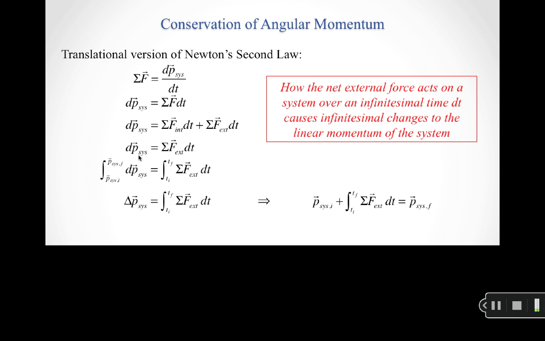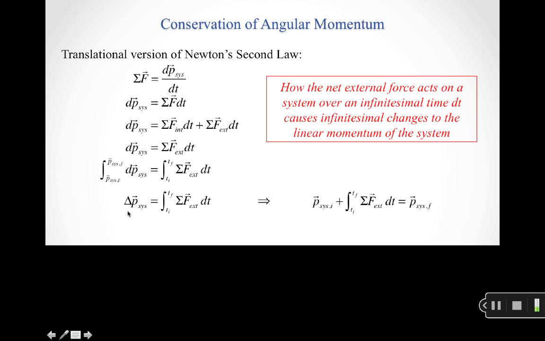So what we can do then is integrate this equation. In doing that, I'm going to integrate the left-hand side from some initial to some final momentum. I'm going to integrate the right-hand side from some initial to some final time. And this is what I get. I get that the change in the linear momentum of my system is equal to this integral from initial to final time of the net external force acting on my system times dt. So what this equation is telling me is, again, that the change in the linear momentum of my system is due to the fact that the external forces act on your system over time. That's what causes that change.